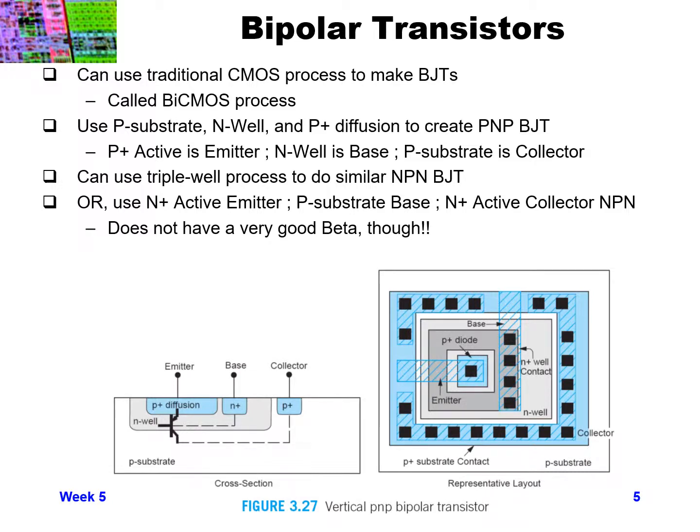The problem with that, though, is if you use N plus as emitter, P substrate as base, and N plus as a collector, you don't get a very good beta out of that. So it's actually kind of a not very good NPN transistor. So not as recommended as using a triple well process to do an NPN BJT.